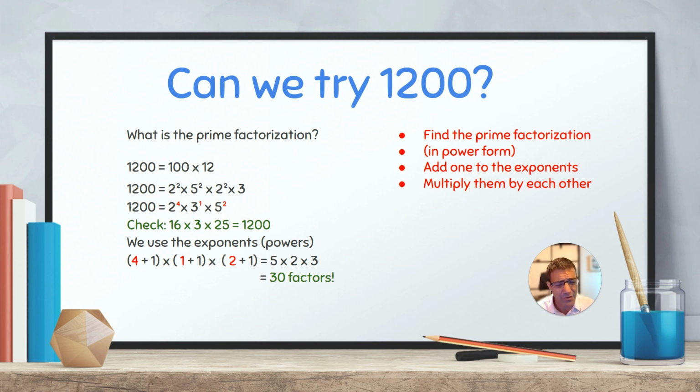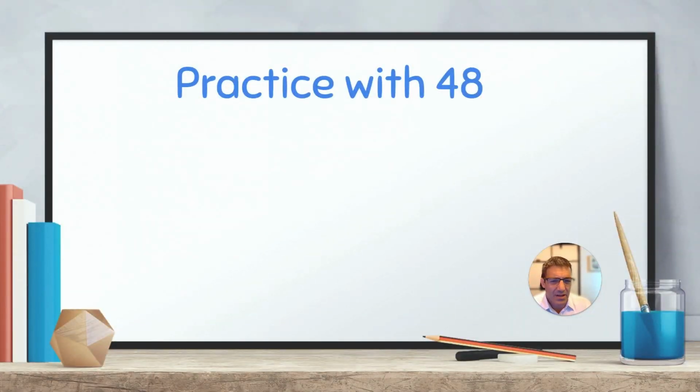And earlier we found the first 6. We did 1 times 1200, 2 times 600, 3 times 400. There's a lot more. So there's another 24 factors going. But you don't need to list them because this formula just gives you the number of factors immediately. Now perhaps this is a good time to practice. So maybe you can pause the video and see if you can figure out how many factors 48 has.